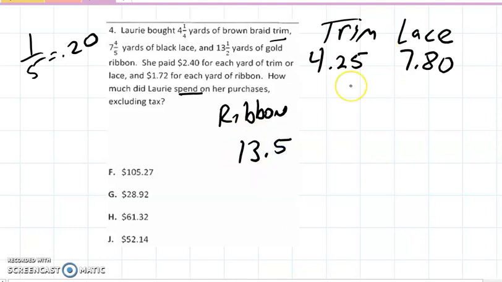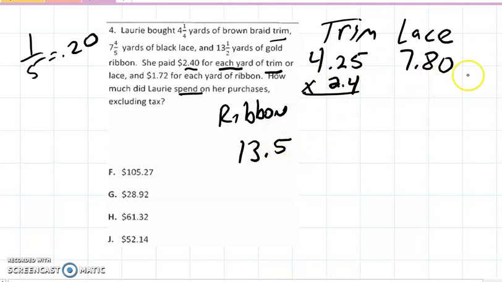Now you have to ask yourself, did she pay the same price for each one of these? And that's what you have to keep reading here. It says she paid $2.40 for each yard. So that means that for each yard of trim, she paid $2.40. She purchased 4.25, which means you're going to have to multiply times 2.4. Your decimals don't have to be aligned.